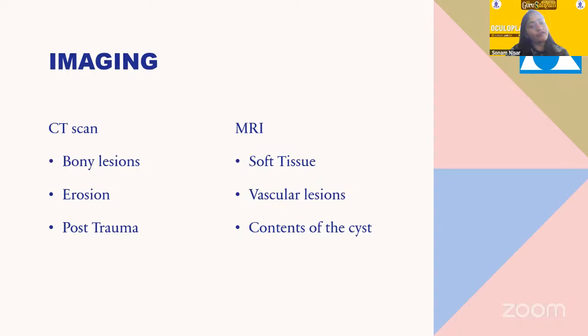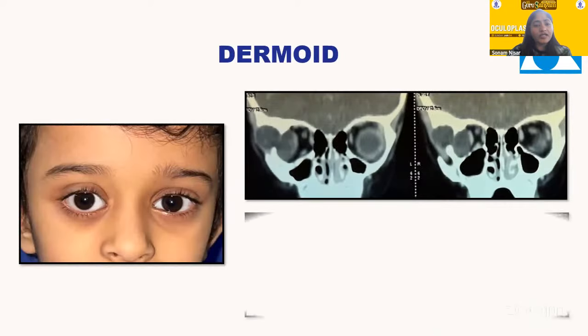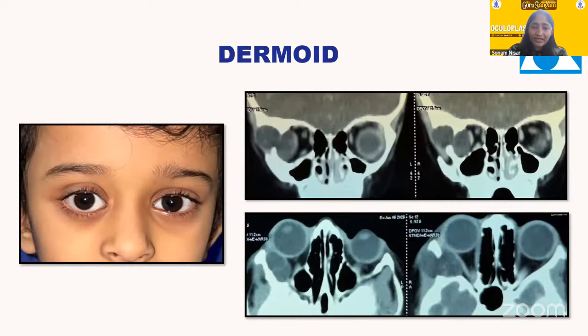More or less, we love to advise an MRI because it gives us a very good understanding of the soft tissue lesions, whether there are any vascular lesions, and the contents of the cyst are very well delineated. The type of infiltration, if it's a tumor, whether it has infiltrated into the extraocular muscles, whether it has gone through the cavernous sinus into the skull base, all those things will be better understood on MRI. So these are just a few indications where we would like to do a CT scan, but otherwise MRI is a better choice of investigation.